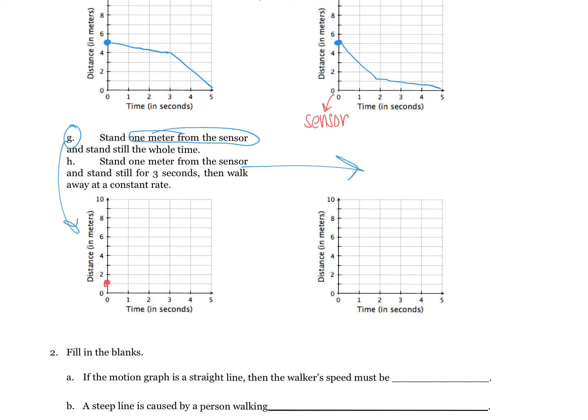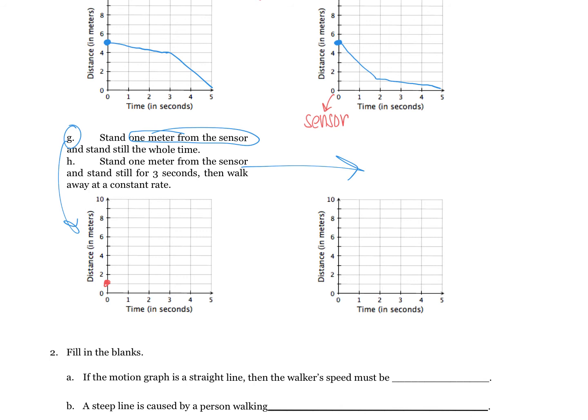So over time, I'm going to ask you this question. You can answer it in your head. Over a time of 5 seconds, if we are just standing still, is my distance from the sensor going anywhere? Is it going away from the sensor? Is it coming towards the sensor? Or if I'm just standing still, does it just stay still?